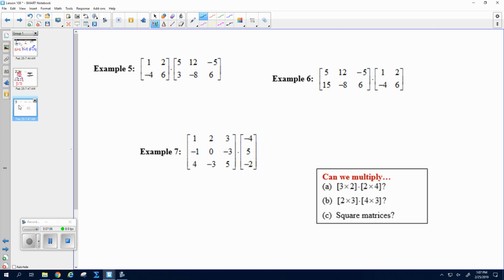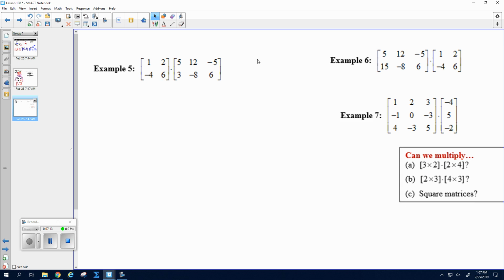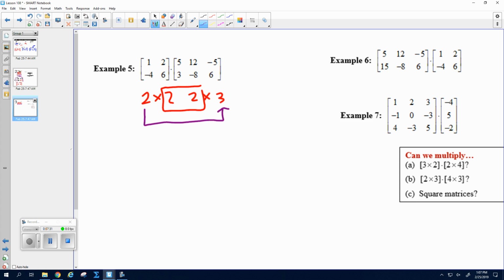All right, example 5. There's a lot of these. Let's see if we have room here. All right, you guys, this is a what by what matrix? 2 by 2. This is a what by what matrix? 2 by 3. It always goes row by column. So our answer matrix is going to be a 2 by 3 answer matrix. I'll just leave myself some space.